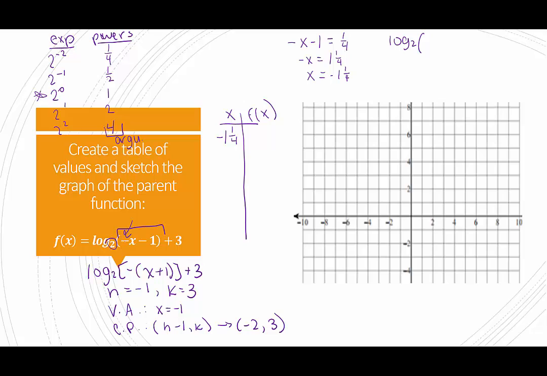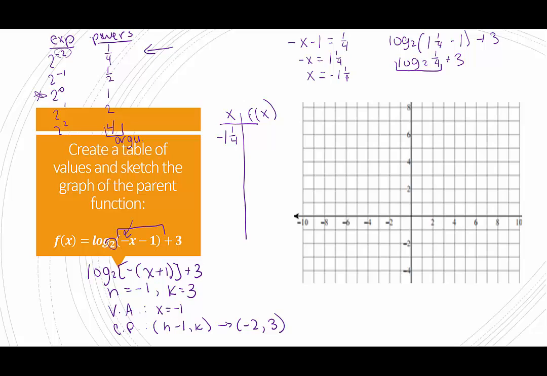But either way, negative of negative 1 1/4 will become positive 1 1/4 minus 1 plus 3. Well, 1 1/4 minus 1 leaves me with 1/4. Is that what I wanted? Yes, it is, because 1/4 is a power of 2. Hooray! This is going to simplify to whatever power of 2 will give me 1/4. Let's go back to my table here. What's going to give me 1/4?